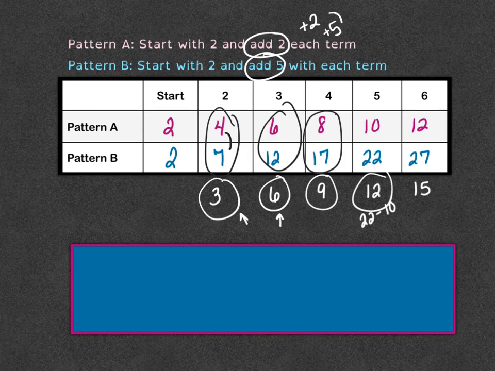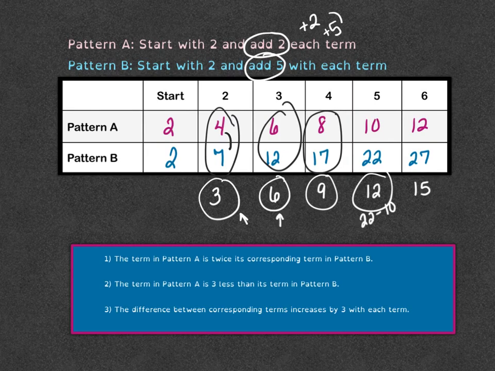As we look to our suggested relationships, let's look down here. The term in pattern A is twice its corresponding term in pattern B. Well, we already agreed that that doesn't work. It only works in the 6 and the 12 here. So we have to rule that one out. What about the term in pattern A is 3 less than the term in pattern B? Well, that only applies here in 4 and 7. It doesn't apply in anything else. So we're going to have to rule that one out.